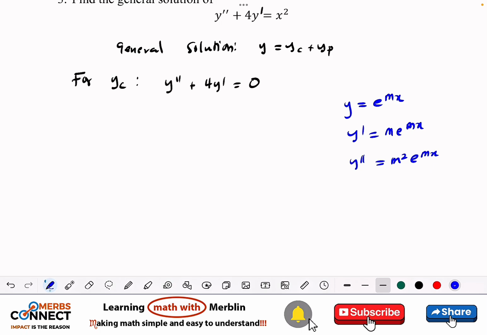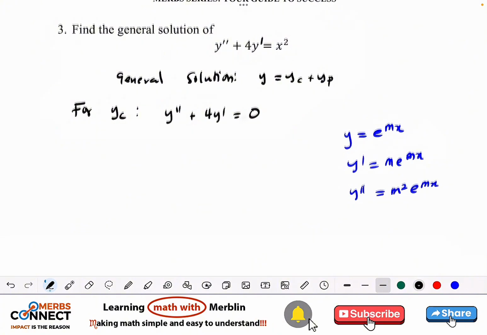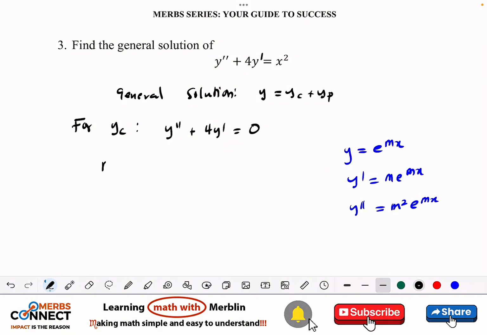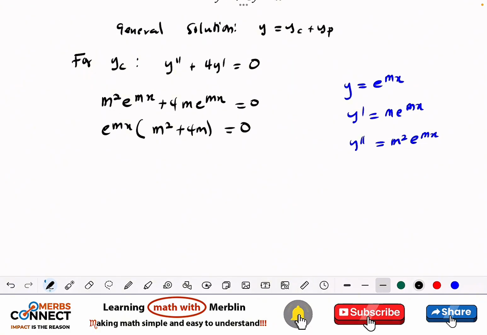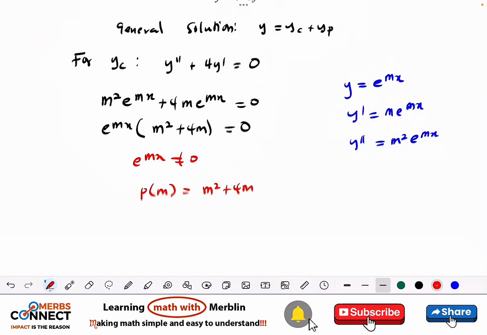So we are going to also take another one that's going to give us a particular solution. So this is going to give us m squared e to the mx plus 4 y prime, m e to the mx, is equal to 0. Factor e to the power mx out, and it will be left with m squared plus 4m, which is equal to 0. We set this one to be 0, and then p of m is equal to m squared plus 4m.